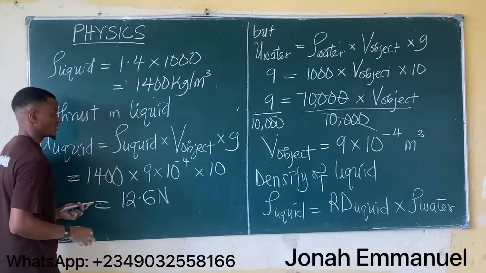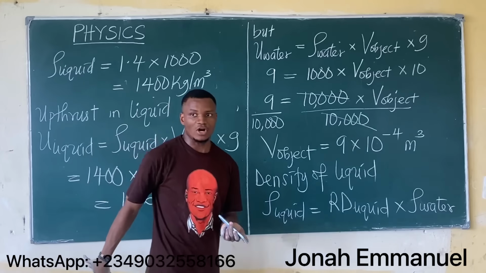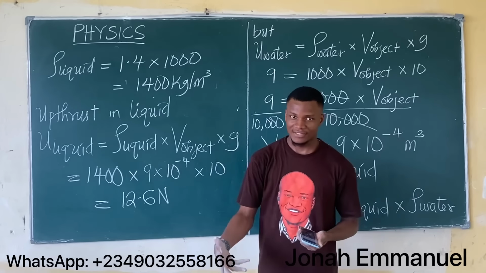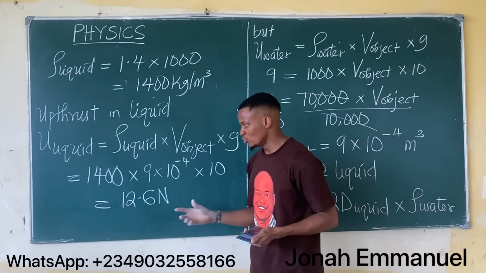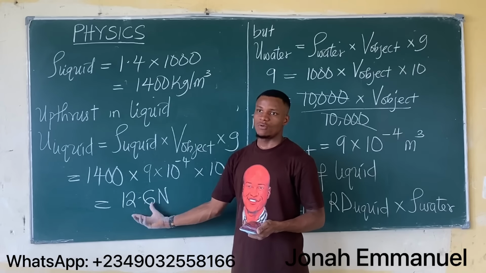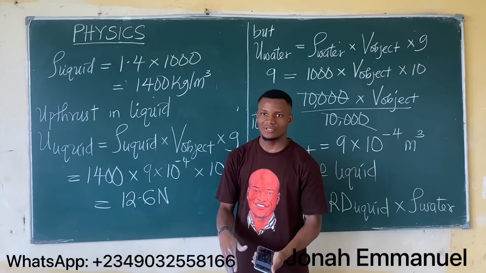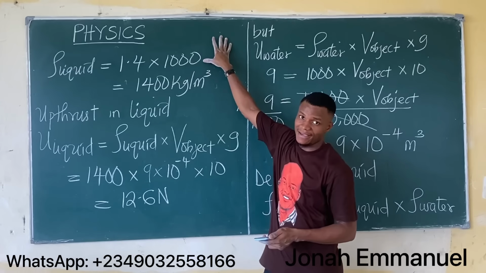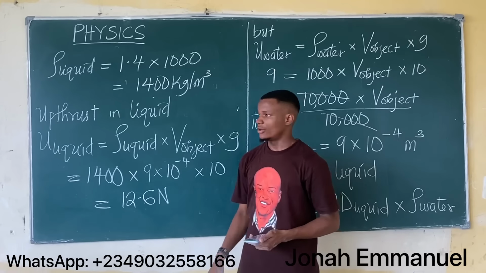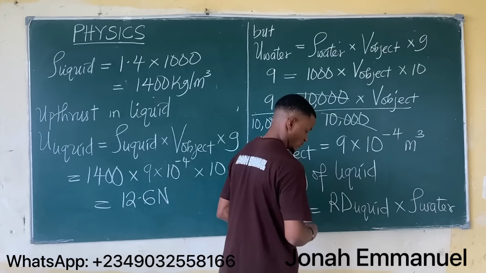This is the upthrust, or the loss in weight of the object in the liquid. If the object will lose this amount of weight when it is placed inside the liquid, what then is its weight? It becomes the weight in air minus this one here. So let's get the weight in the liquid.